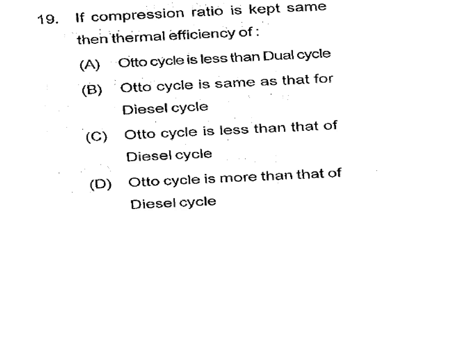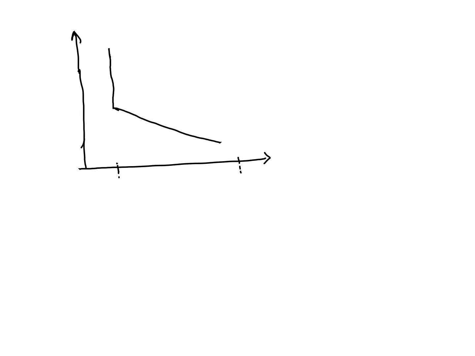Compression ratio is the same. Thermal efficiency, Otto cycle and diesel cycle. I will draw the PV diagram, then the TS diagram. Same compression ratio. For the Otto cycle, there are two constant volume processes and two isentropic processes. These two are isentropic processes. Then the diesel cycle, same compression ratio, it will go like this: 1, 2, 3 dash, 4 and 1. Diesel cycle.